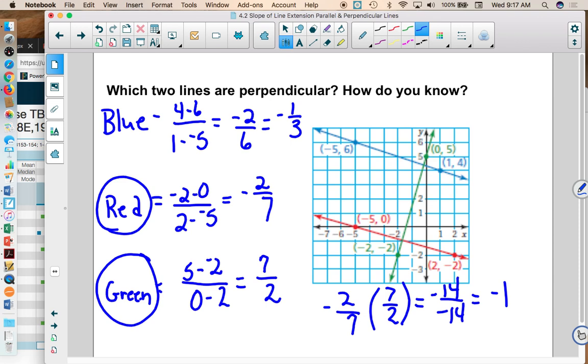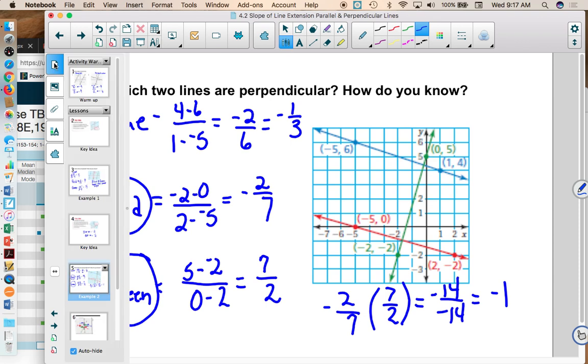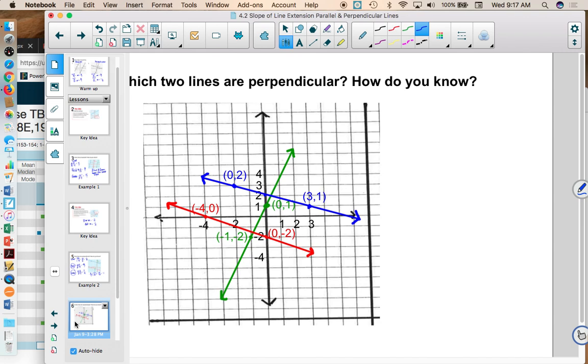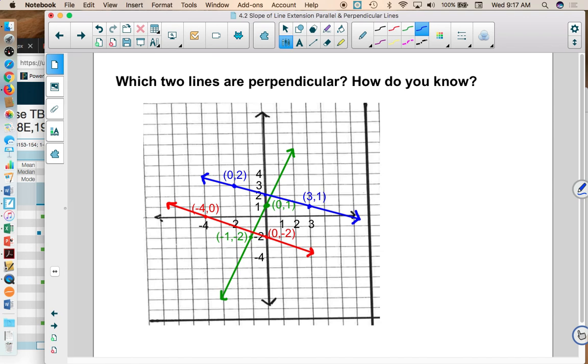Okay? The product of the two slopes is -1. Good job. That's how it is. The product of the slopes is -1. Okay? Let's put it all together here. Which two lines are perpendicular? Which two lines are perpendicular?